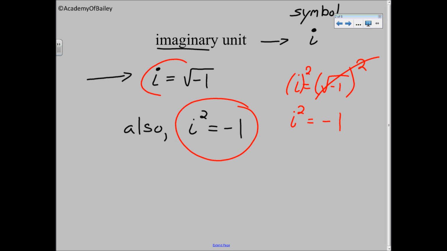So both of these you should be familiar with. i is equal to the square root of -1. i squared is equal to -1.